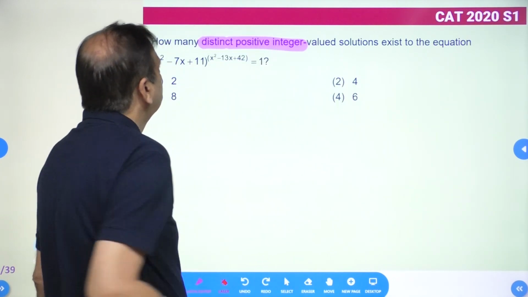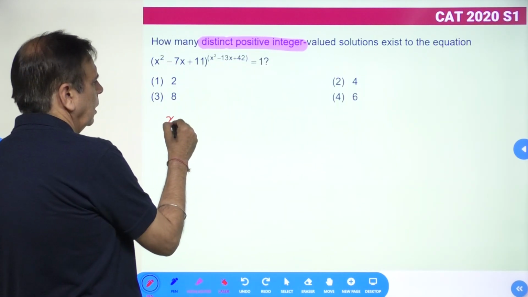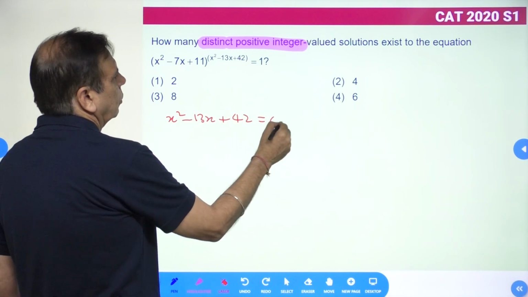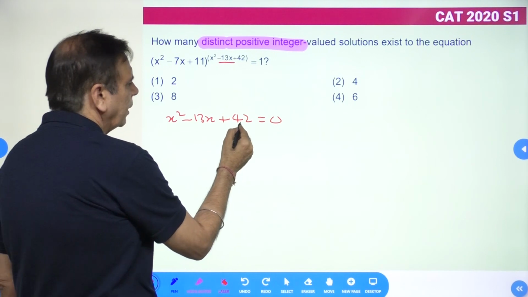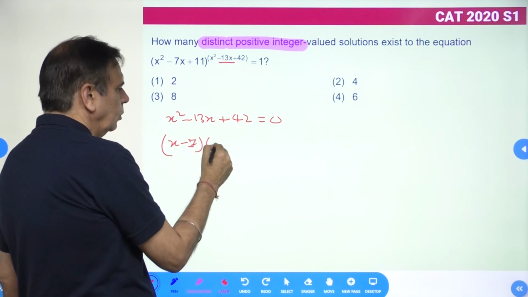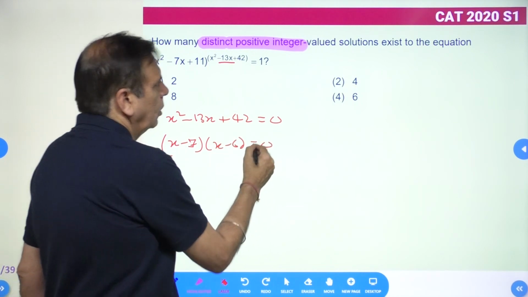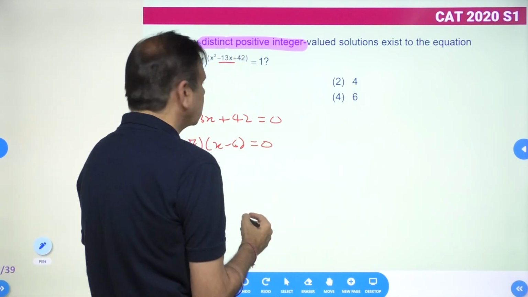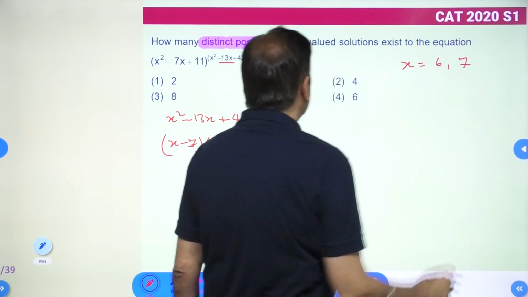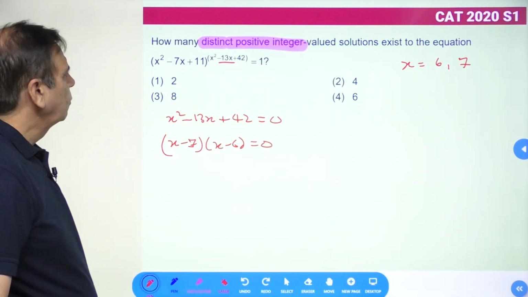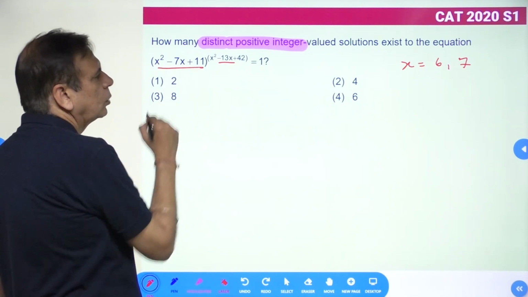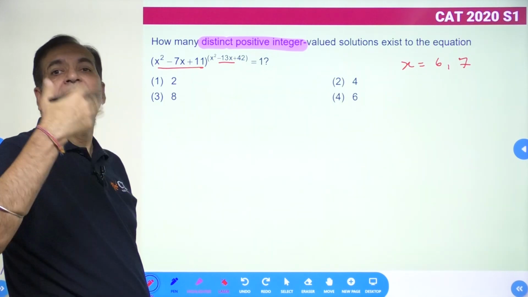Power equal to 0. Case 1. X square minus 13x plus 42 equal to 0. This one. 7 6 are 42, 7 plus 6 13, so x minus 7 into x minus 6 equal to 0. So how many distinct positive real value? So x can be in the first case 6 or 7. 2 solutions are definitely there. Okay, first case done.